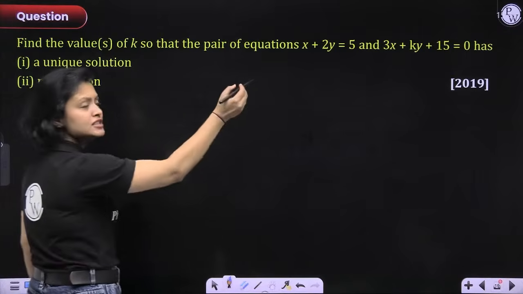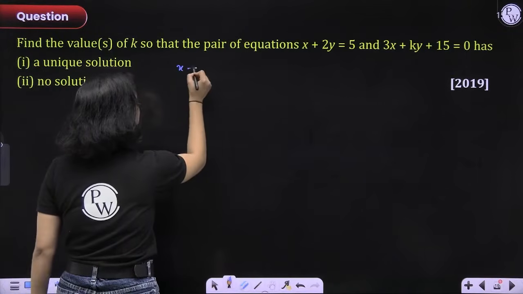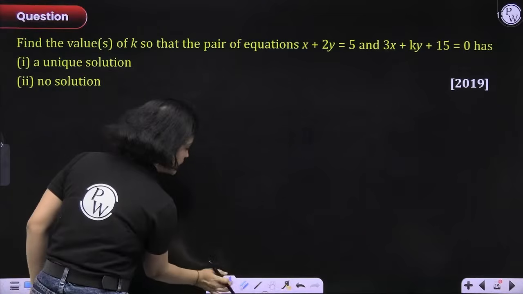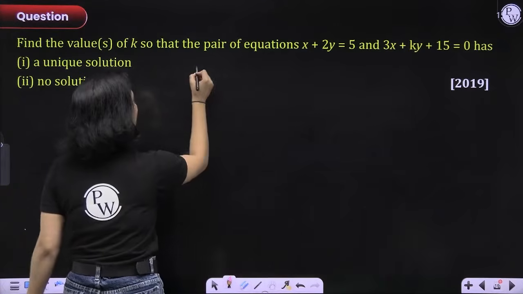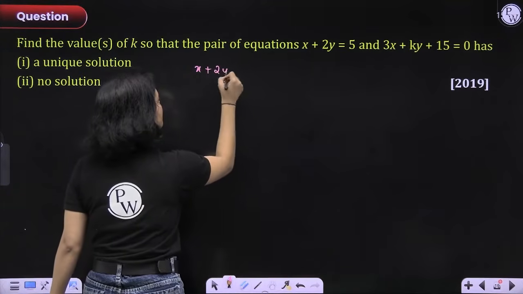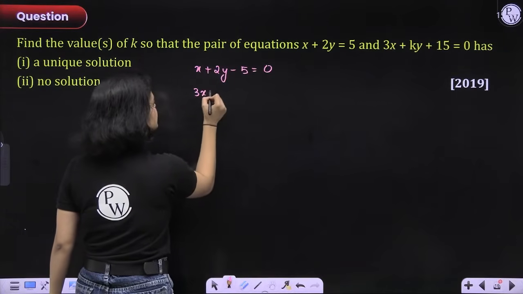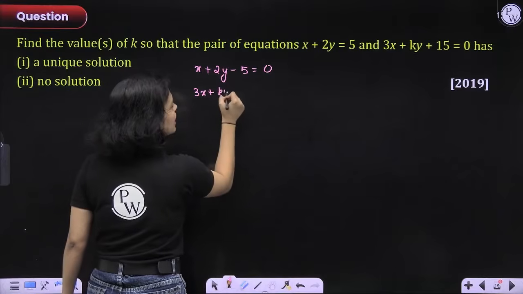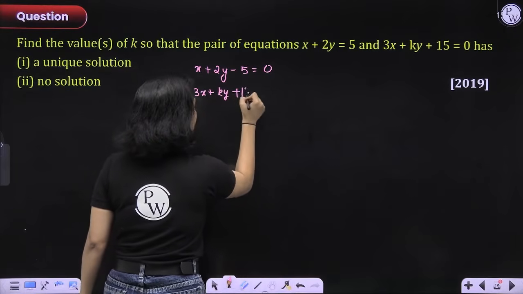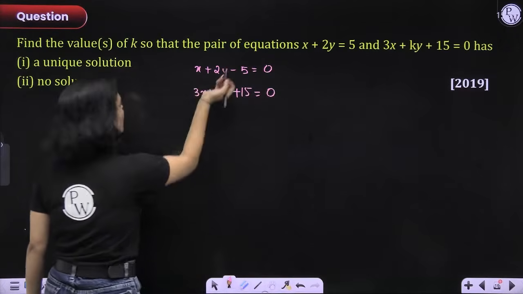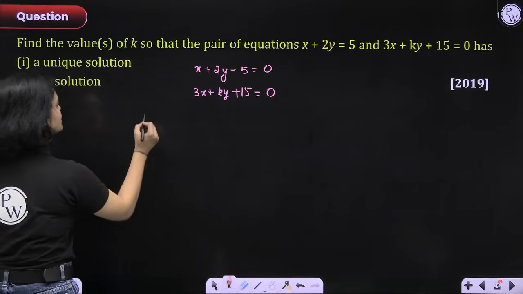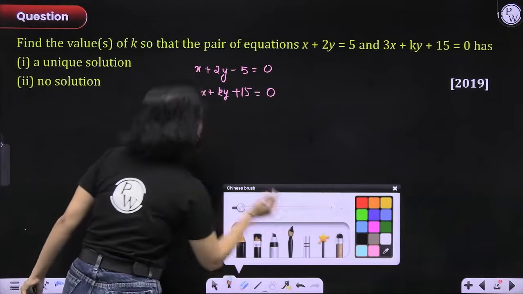Okay, so first thing first, everyone will write both the equations in their standard form, right? So we have x plus 2y minus 5 is equals to 0, and then we have 3x plus ky plus 15, sorry, is equals to 0, right? Now, first of all, let's do the first part, everyone, where we have to find the unique solution, right?